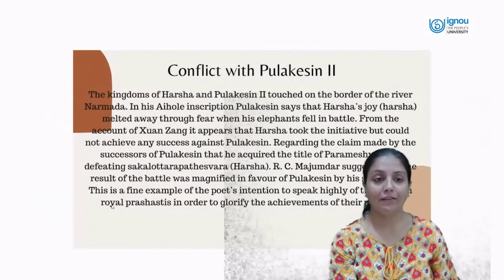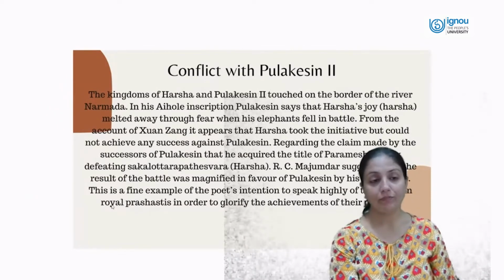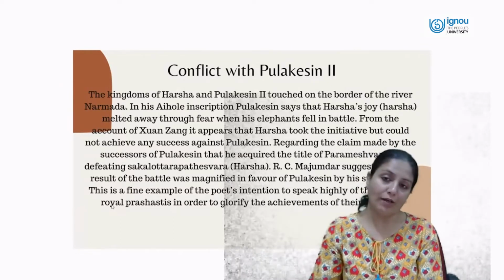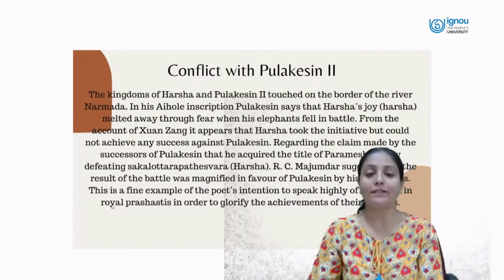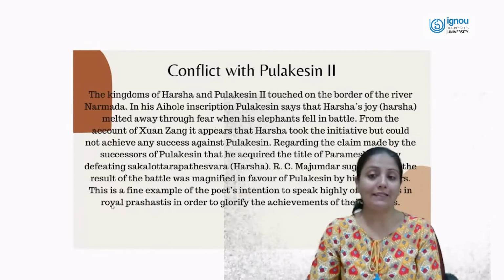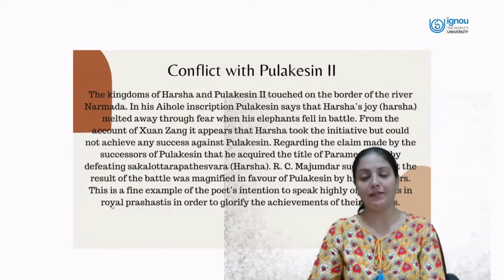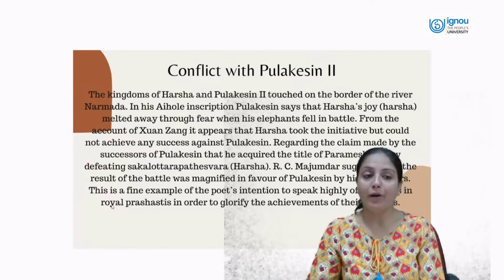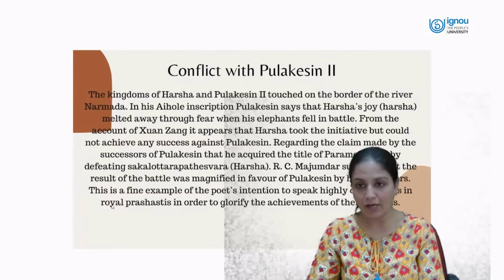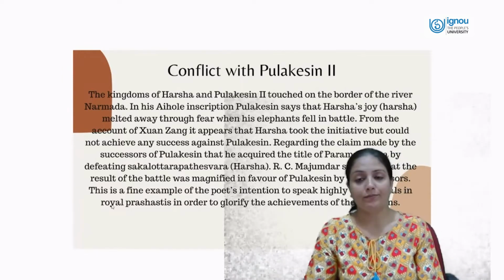Conflict with Pulkeshin II. How did Harsha get into conflict with Pulkeshin II? The kingdoms of Harsha and Pulkeshin II touched on the border of the river Narmada. In his Aihole inscription, Pulkeshin says that Harsha's joy melted away through fear when his elephants fell in battle. From the account of Xuanzang, it appears that Harsha took the initiative but could not achieve any success against Pulkeshin.